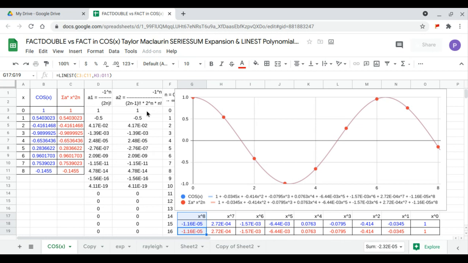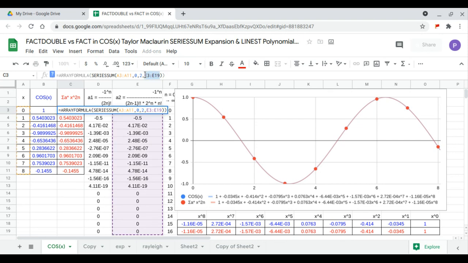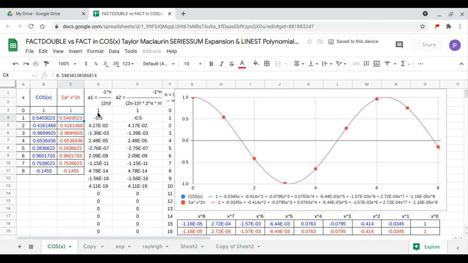That's because I just used the double factorial. Suppose I change that. I'm going to use the factorial. Let's see. So this will be our coefficient. You still get the same values. The polynomials are the same. All the lines are on the same trend line. And the data sets are the same.